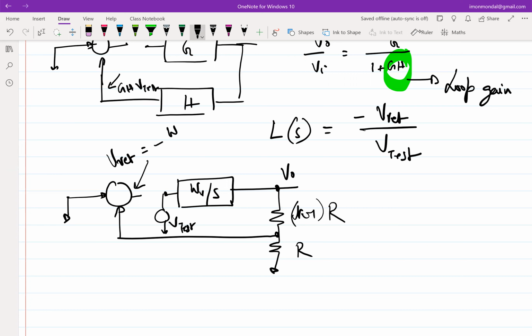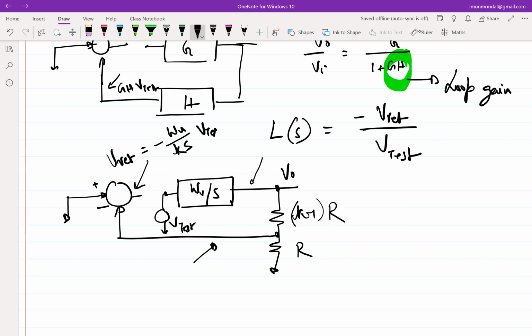So what is V return in this case? Minus omega u by Ks, right? Because here you get omega u by S times V test. It gets attenuated by a factor of K here, so omega u by K times S, and then you have a negative sign because it goes through negative feedback. The summer has opposite sign, and you get V return to be minus omega u by Ks times V test.